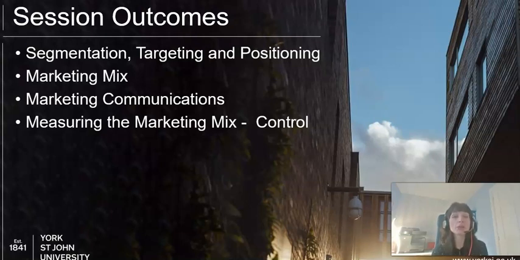We're going to conclude today's session and the new marketing contents of the module by considering what needs to be measured in terms of the marketing mix. So that comes full circle from our strategic marketing process and gives us a sense of what metrics we might be capturing to inform our decisions going forward.